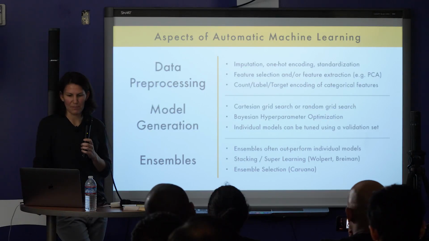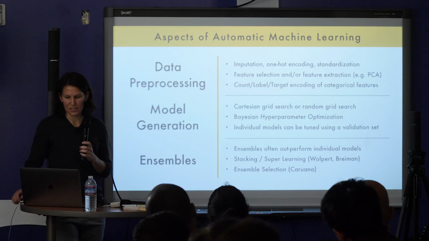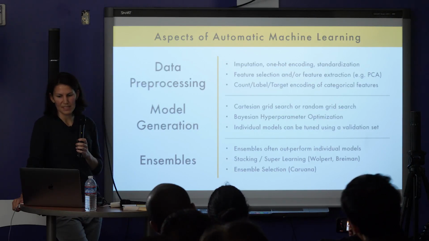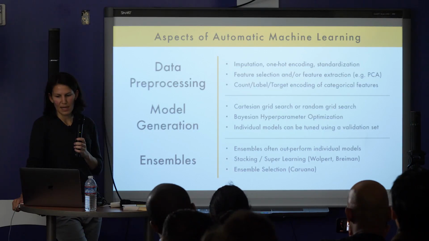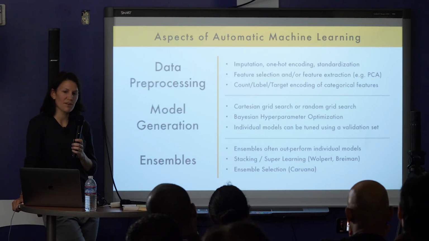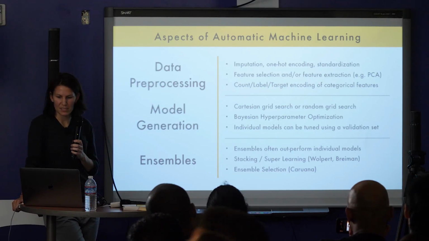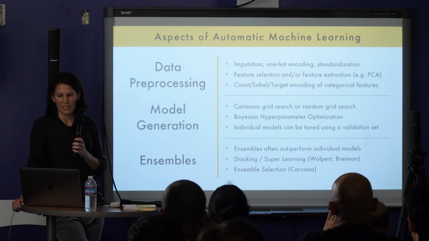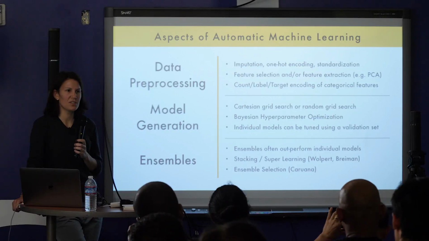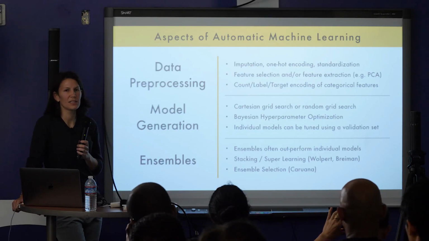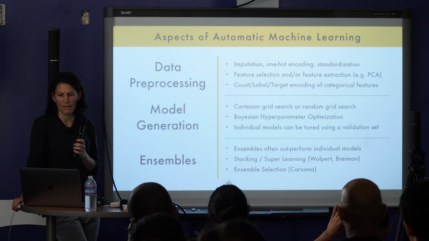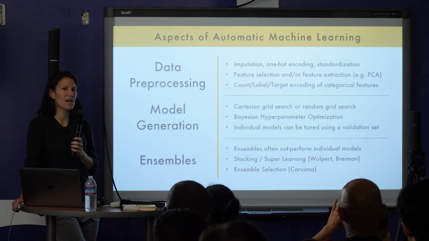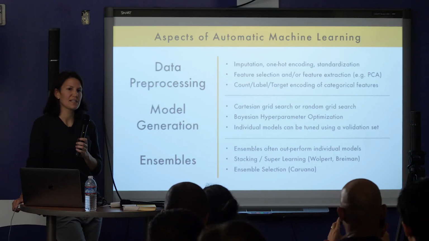Okay, so this is just a little bit more detail about what these terms mean. For data preprocessing, I mentioned some of these things that we have already, but then there's things like feature selection or feature extraction. I would include that in data preprocessing. And then different types of encoding of categorical features is also a really important part of getting good performance out of your models. So think about, in particular, the case where you have a column that represents something like a zip code.